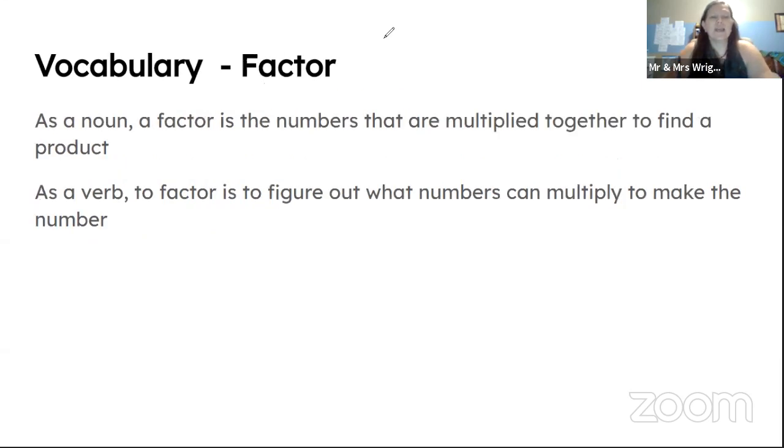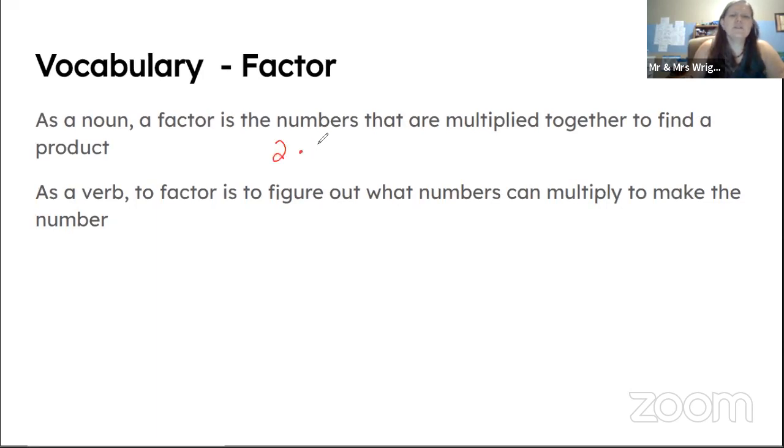So the next word we have is factor. There's two different things when it comes to math that factor can be. One is a noun. So factor as a noun means that it's the numbers that are going to be multiplied together to find a product. So if we had 2 times 6 equals 12, 2 and 6 are both factors, while 12 is a product, okay? So a factor is the numbers, either one of these, they're both factors. This is a factor, this is a factor, and 12 is the product, okay? So that's it as a noun.